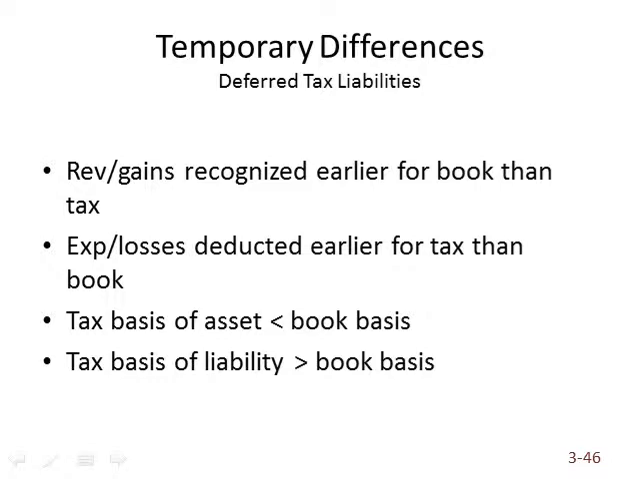And examples of those would be where we have revenues or gains that are recognized earlier for book than for tax. So the book is going to end up with a net income that would be higher, so for book purposes we would calculate a higher taxes payable than we would on the tax return, so that creates a deferred tax liability. Same would be true with expenses or losses deducted earlier for tax than for book, or if the tax basis of an asset is less than the book basis, or the tax basis of a liability is greater than the book basis. These all present us with temporary differences between accounting and tax calculations that create deferred tax liabilities. And again, ASC 740 provides us guidance in how we treat the results of these transactions.